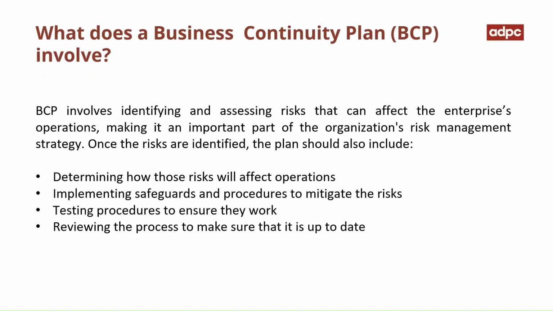What does a business continuity plan involve? BCP involves identifying and assessing risks that can affect an enterprise's operations. This makes it an important part of the organization's risk management strategy. Once the risks are identified, the plan should also include determining how these risks will affect operations, implementing safeguards and procedures to mitigate the risks, testing procedures to ensure they work, reviewing the process to make sure that it is up to date.